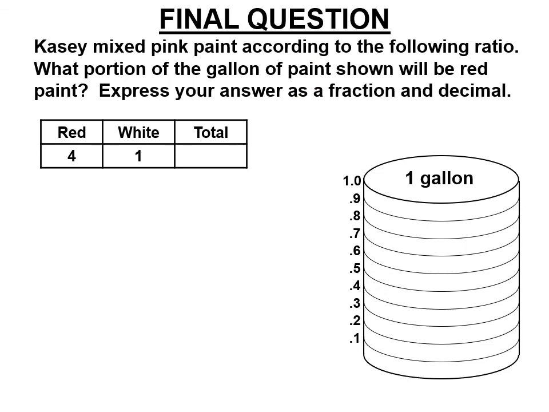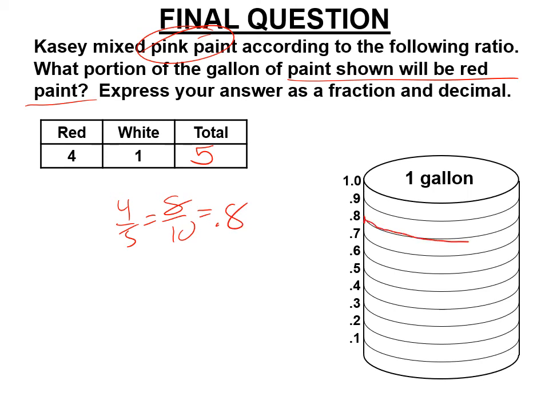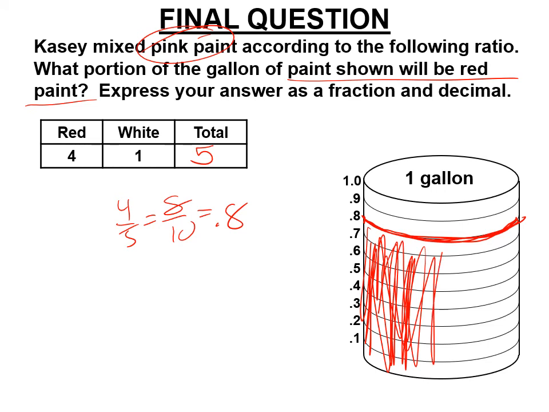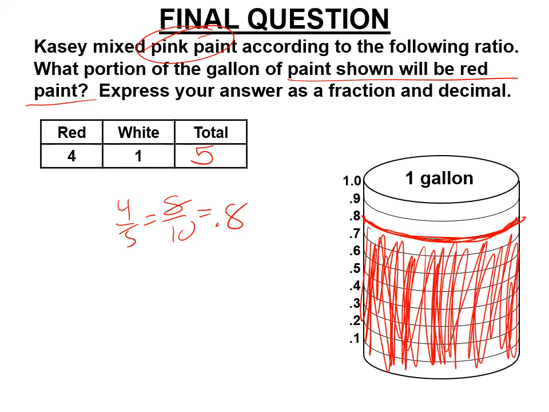All right, finally we have Casey, and she's mixing ping pong again. We want to know what fraction is red again. So it's 4 out of a total of 5, which is 8/10, which is 0.8. It says shade it, and you want to shade it up to the line that curves around at 8/10. That's how you work this. 8/10 of this gallon is going to be red. If 8/10 is red, what will be white? Well, it's got to add up to 10/10, so 2/10 is white.